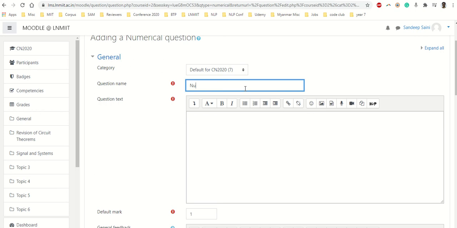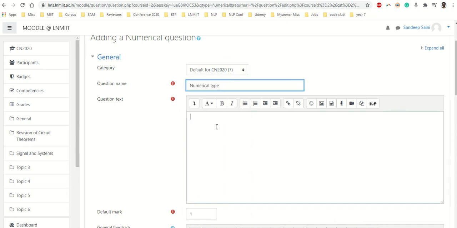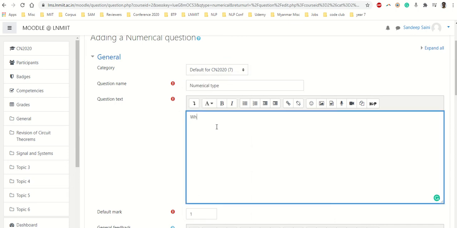So I am writing, this is my numerical type question. You can select the category and here you can write the text. What is the node voltage at point A? Okay.